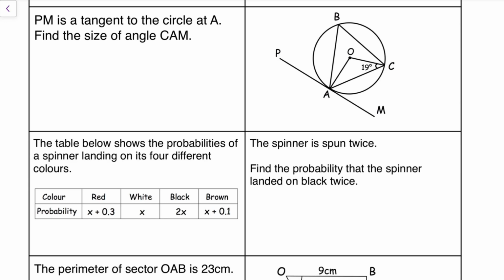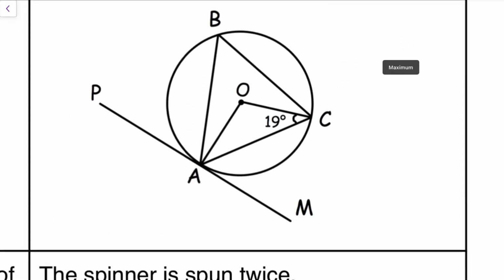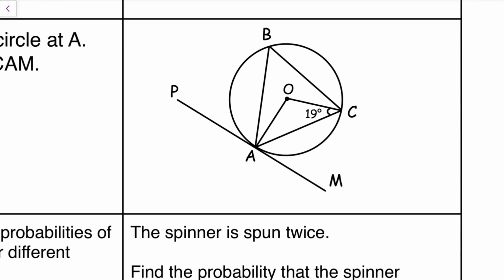Next question. PM is a tangent. Note I've got a centre as well. So I've got a tangent and a centre. Find the size of angle CAM. Now I'm going to zoom in here. Key to these questions, two things. One, if there's a centre, which radii are equal? If I know equal, I've got an isosceles triangle. Thankfully, I don't need to give reasons.